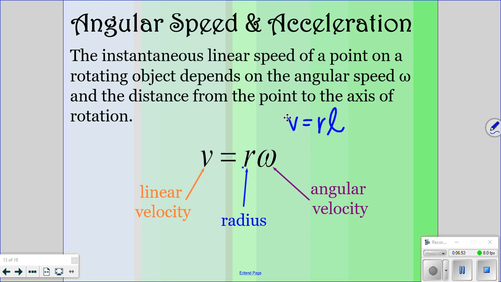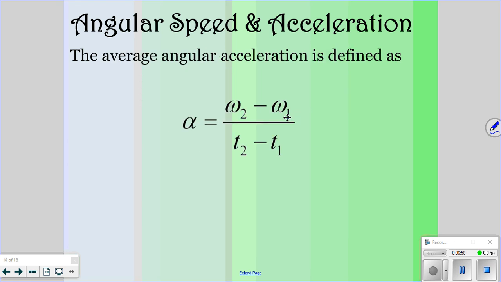Again, this is probably a good formula to add to your formula sheet. You can also add this one. This is your average angular acceleration. So it's going to be your omega 2 minus omega 1 over T2 minus T1.